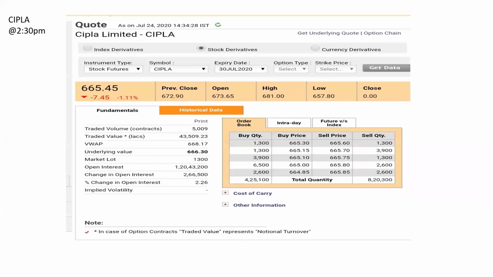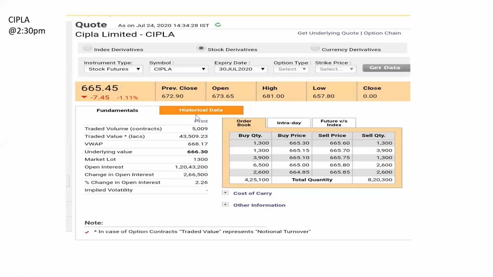So Cipla, like you can see, we discussed that it previously closed at 672. It opened a little high and went a little higher, because it was in a short covering stage initially, if you remember. Then it went to the 650 zone. If you remember our option chain, our support was around 650. So we went very close to 650, and it changed the pattern. It went from short covering to bearish.